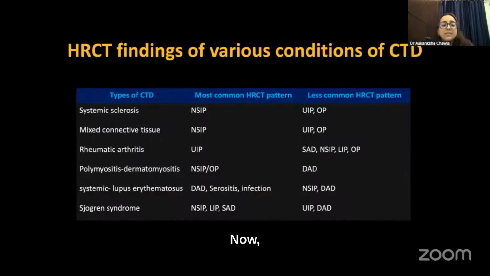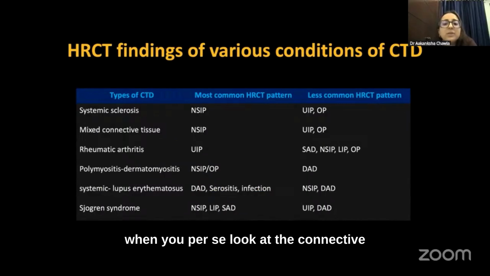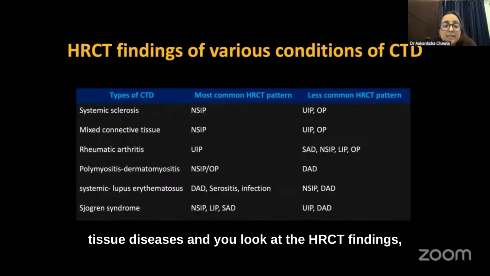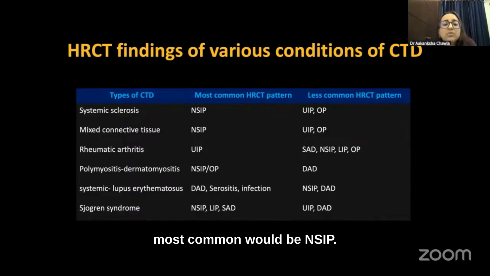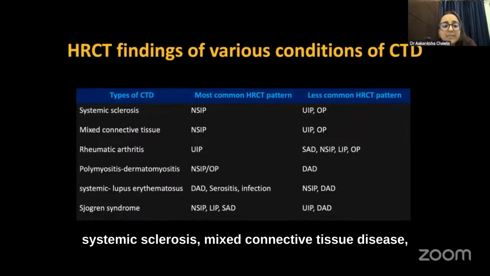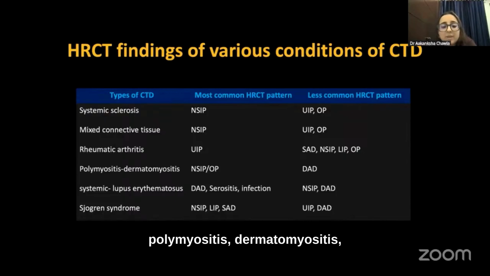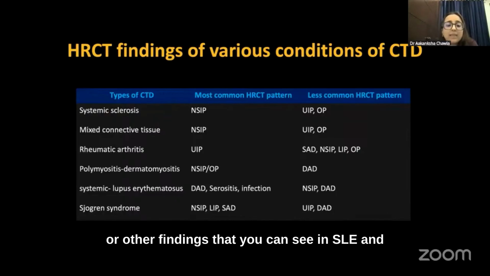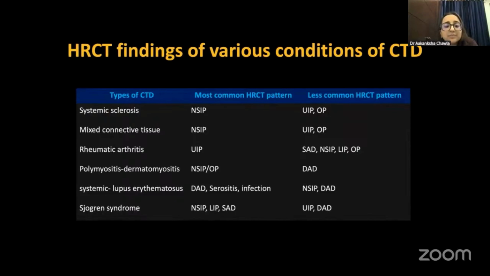Now, when you look at the connective tissue diseases and their HRCT findings, the most common would be NSIP. And NSIP is seen, as you can see on this slide as well, in systemic sclerosis, mixed connective tissue disease, polymyositis, dermatomyositis, as well as in Sjogren. Now, UIP you often see in rheumatoid arthritis, right? And diffuse alveolar disease, serositis, or other findings you can see in SLE, and LIP in Sjogren.